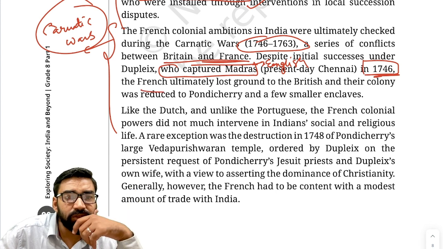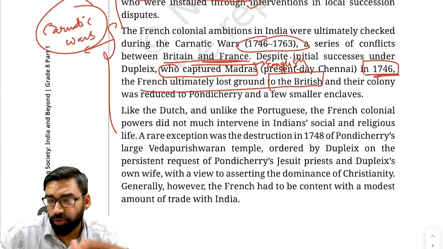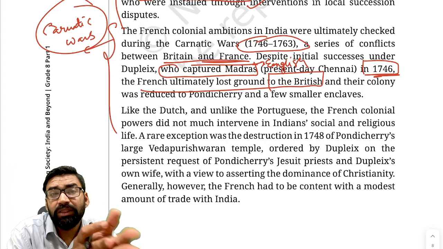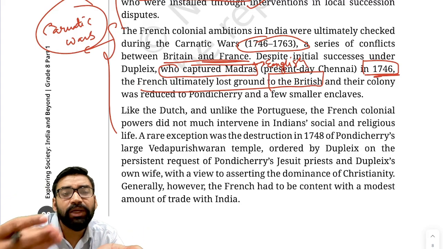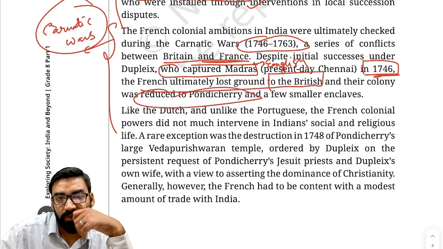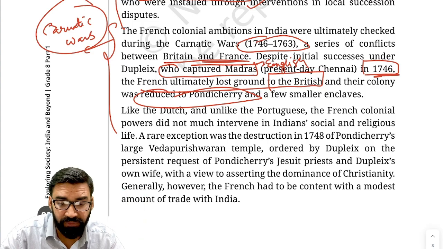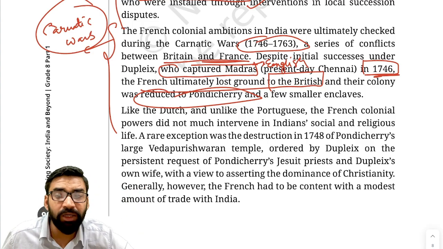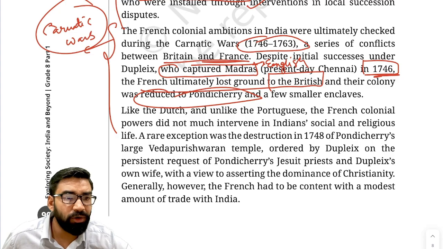But gradually the French lost ground to the British. Clear? Gradually the French lost ground to the British, and soon you will see that the French were only limited to Pondicherry. So gradually their colony was reduced to Pondicherry. That means the British defeated the French. Clear? In this way, the British became the main European power in India, and India became a colony of the British.